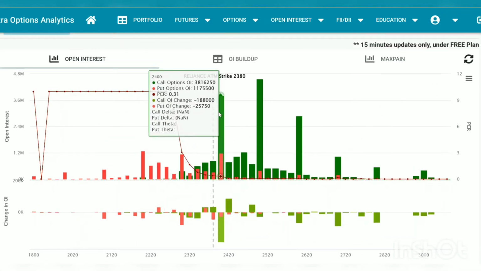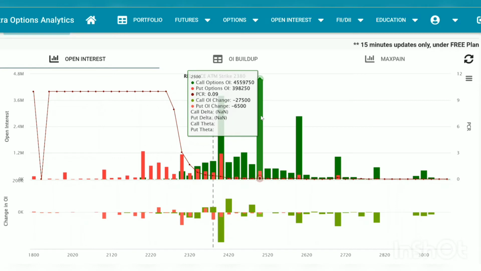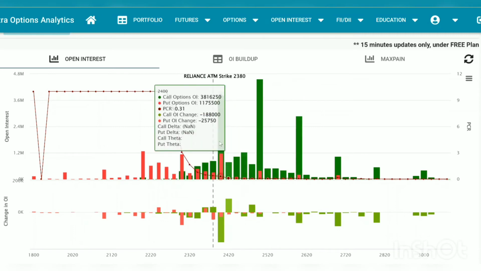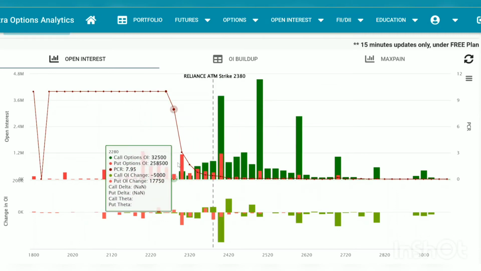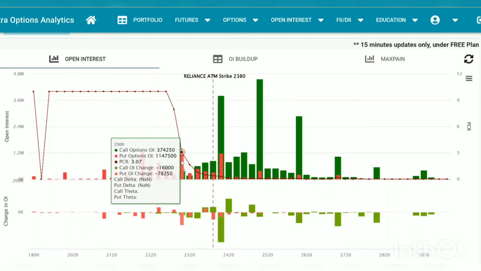At the 2400 call, there is huge call writing. After that, 2500 is another strike with high open interest, and then 2600. So at each 100 points there is huge open interest on the call writing side. On the downside, 2400 has quite a good open interest on the put side. Then the next one is at 2300.